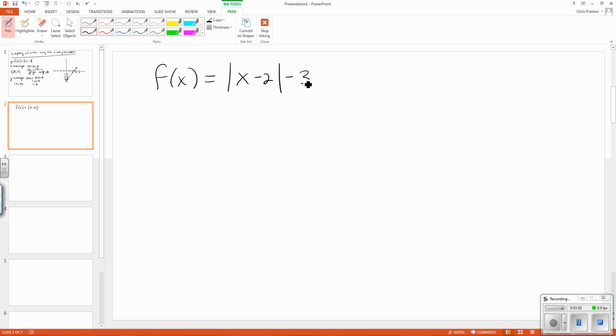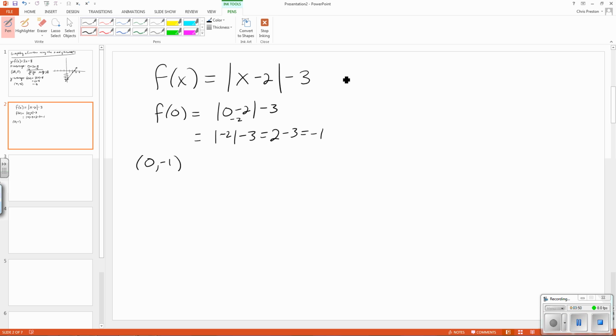Okay, so to find the y-intercept, that's usually the easiest one. You just make x 0 and see what happens when you do that. So 0 minus 2 is a negative 2. Absolute value of negative 2 is positive 2. So 2 minus 3 is negative 1. So we have a y-intercept at 0, negative 1.